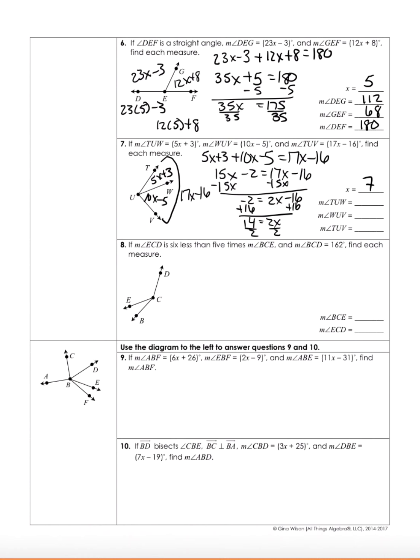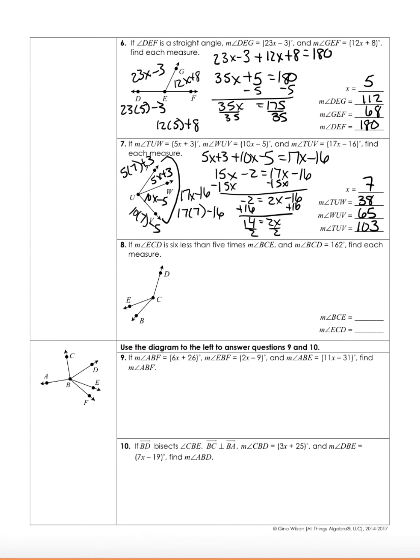Okay, so to find TUW, 5 times 7 is 35 plus 3 is 38. And then 10 times 7 minus 5, that's 70 minus 5 is 65. And then I have a choice. I can either plug this in here, or I can just add 38 plus 65. Either way, I'll get 103.